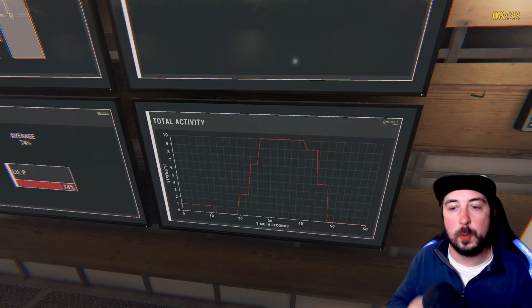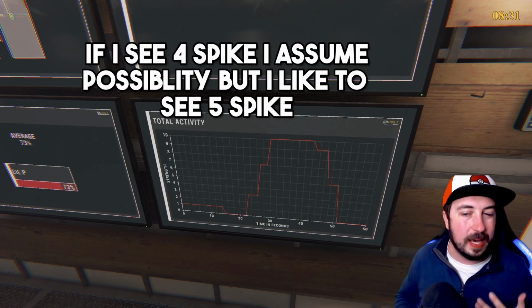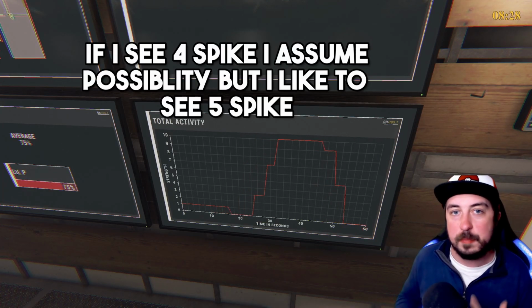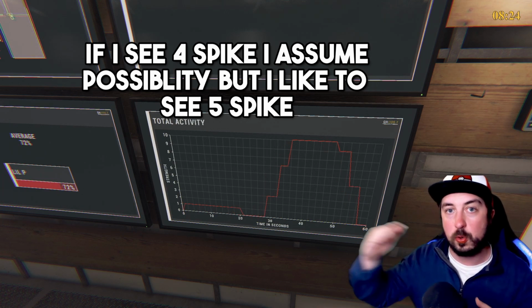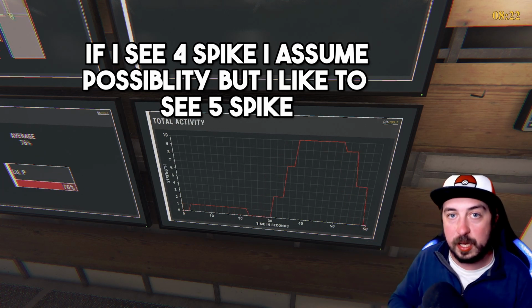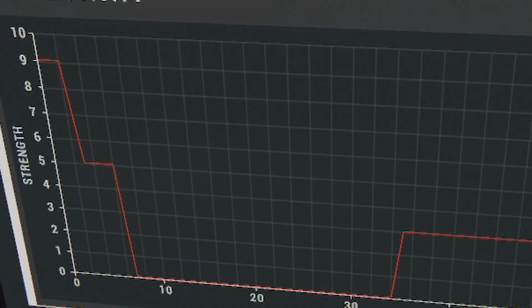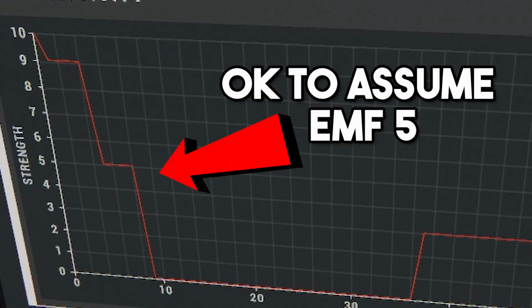If I see a spike of 4, I think it could be along the lines of an EMF 5, and I'm going to be leaning that way, but I want to see at least a 5 spike or higher without a hunt and without a ghost event. So if I saw this, I would assume that the ghost is EMF 5.